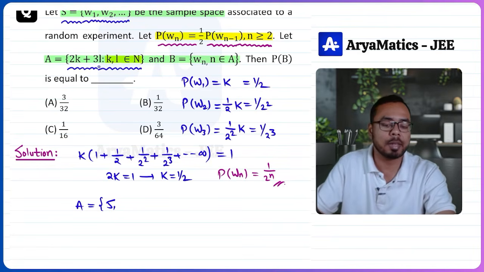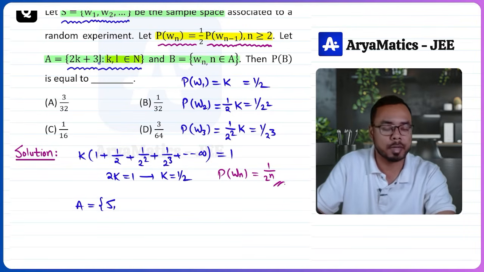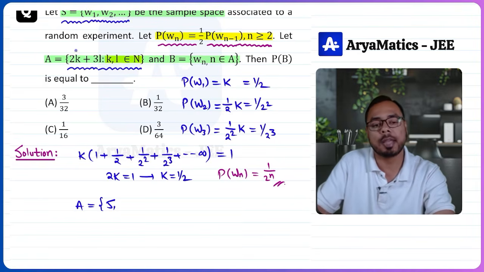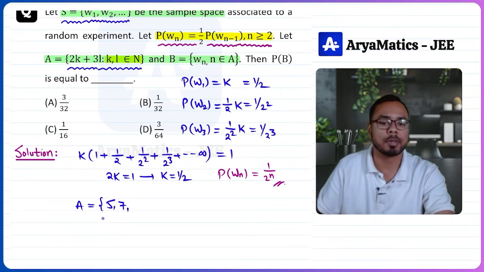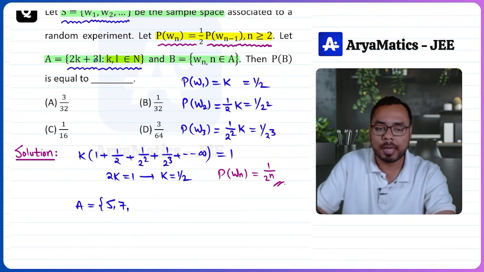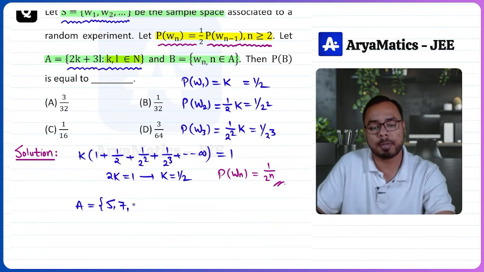Now the next element that we can create: 6 you cannot create, because if I take l as 2, k will have to be 0, but we cannot take 0. The least value we need to take is 1. So the next smallest value will be, if I take k as 2 and l as 1, then 2 into 2 plus 3, that is 4 plus 3, 7. So this is the next element of set A. After this, if I have to create 8, you can take l as 2 and k as 1, so 3 into 2, 6, plus 2, that will be 8.